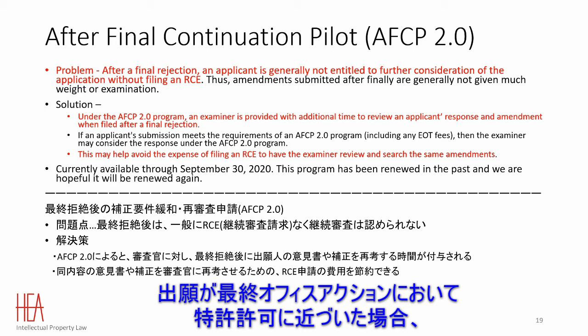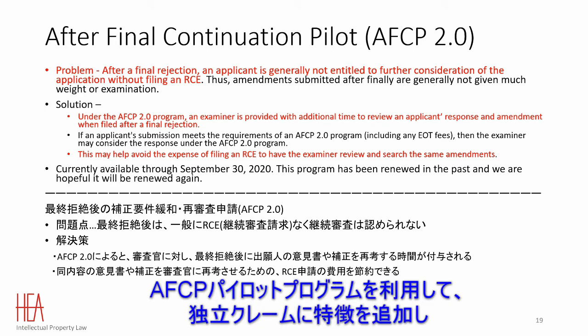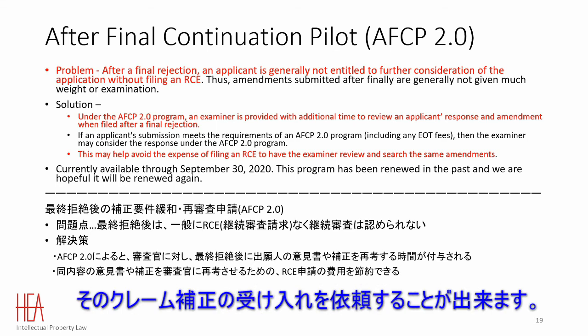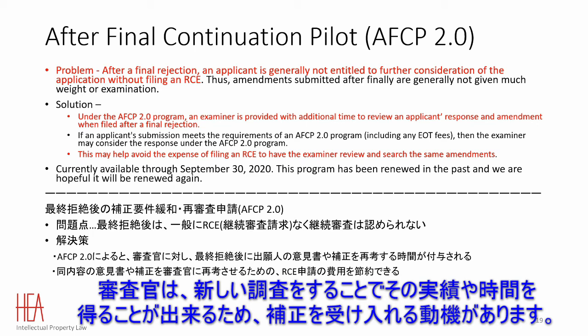After final continuation pilot, so this is something that we can do if the application is perhaps close to allowance. We have a final rejection. We're allowed to amend the independent claims to add a feature, and we request entry under this AFCP 2.0 pilot program, and the examiner will get an extra few hours to enter the amendment and review the claims.